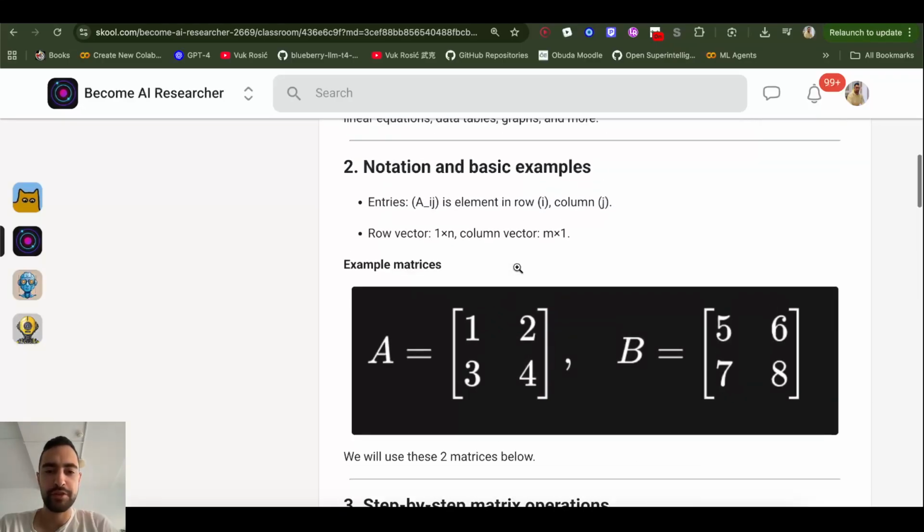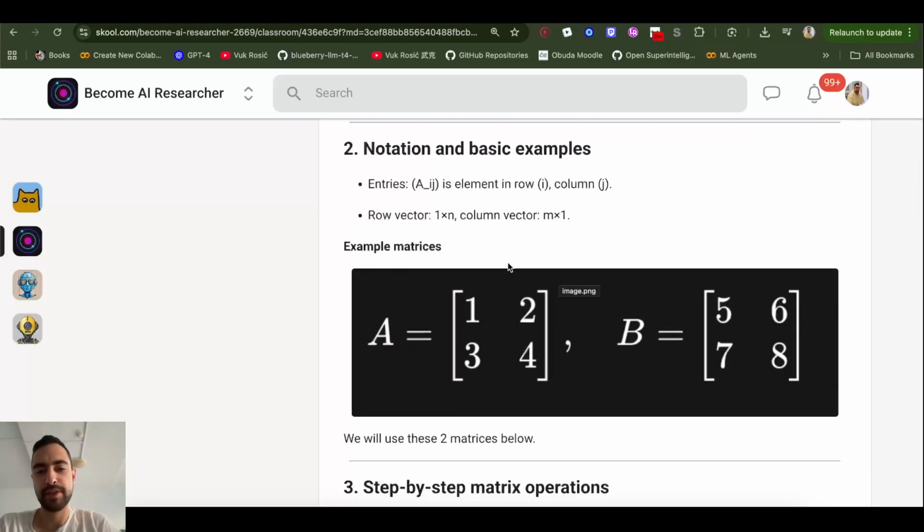So if you have two matrices like this, the way you multiply them is you do dot product between the first row and first column here. So what that means is 1 times 5 plus 2 times 7. So 1 plus 5 would be 5. No, 6. Wait, sorry. 1 times 5 is 5. And 2 times 7 is 14. So 5 plus 14, 19.